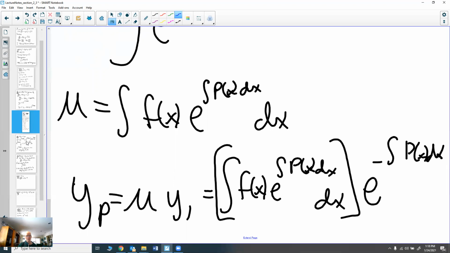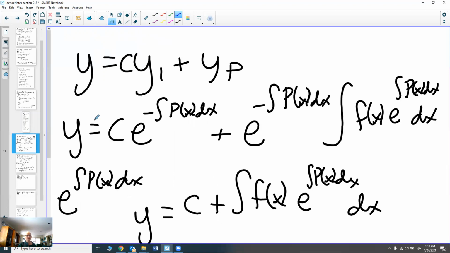I know this looks really complicated, and actually we don't use this exact method every single time. I'm not going to ask you to go through and use this formula. I'm just trying to show you the method we use, and then we'll go into that a little bit farther. We can say y now is equal to c1 times y1 plus y sub p.